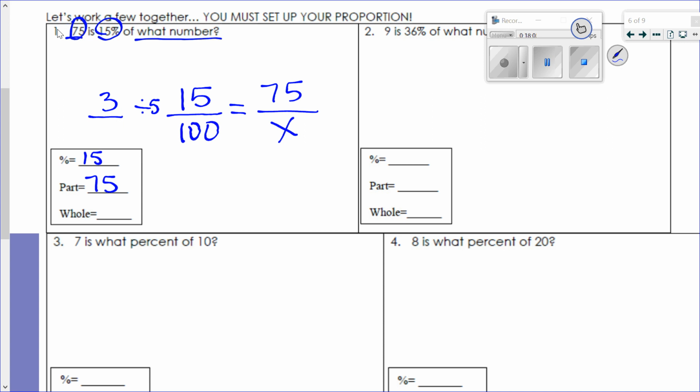That's okay. Can we do it? You can do it the other way. Are they both correct? Absolutely. So 100 divided by 5 is what? 20. Okay, so right here, I go from 3 to 75 how? By 5. By what?